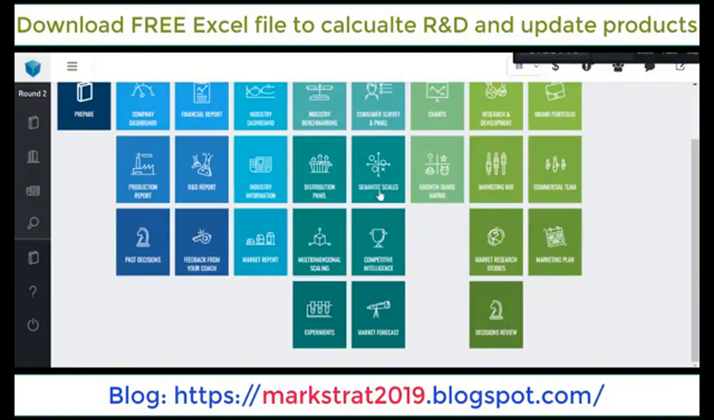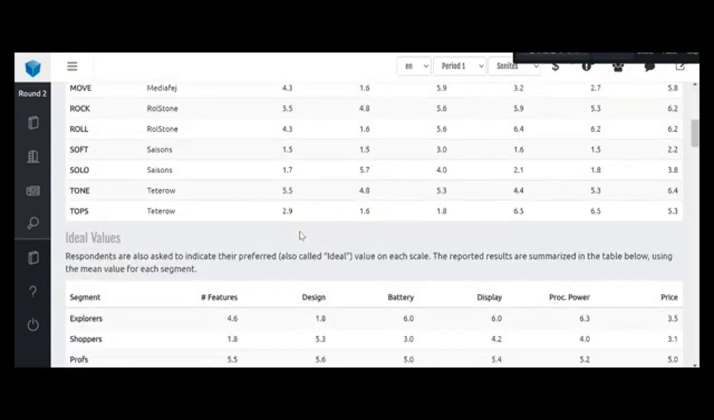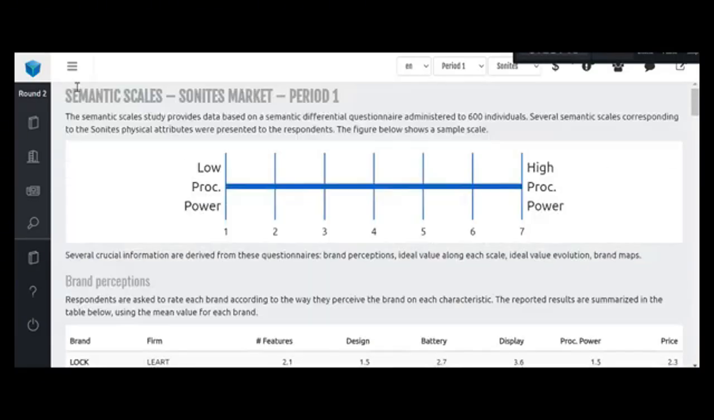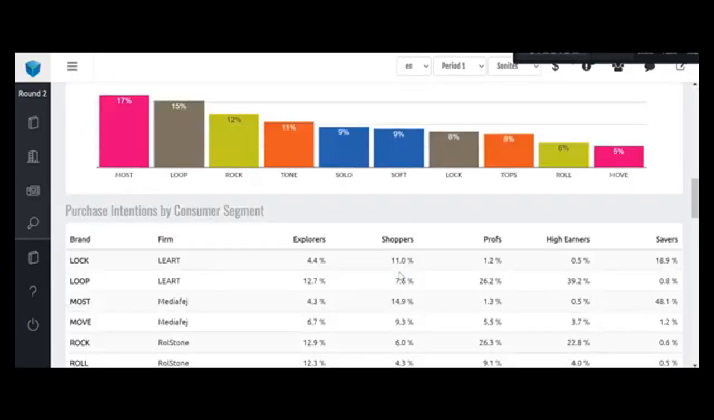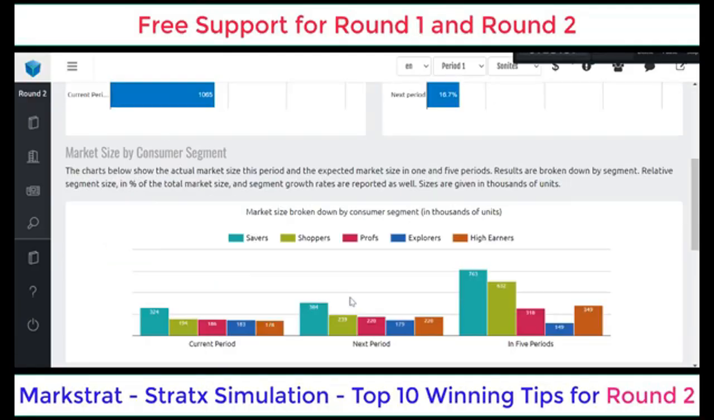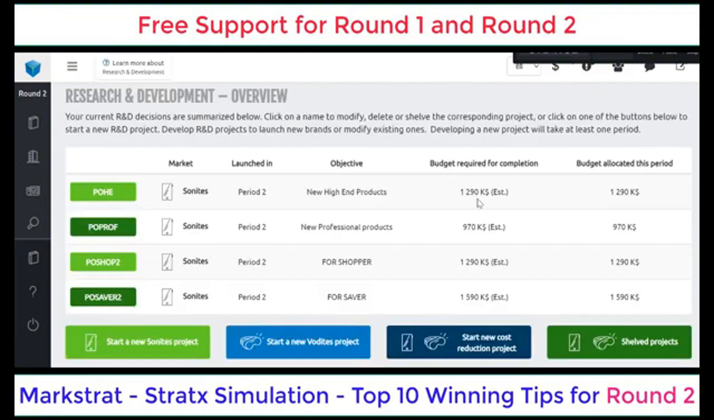New product development. We know that our product is not at the ideal spot. We can take the semantic scale again to make sure of that, and also we don't have a good product in the consumer survey. Here we don't have a product in the strongest growing segments like Saver and Shopper. That's why we are going to launch a new product here.